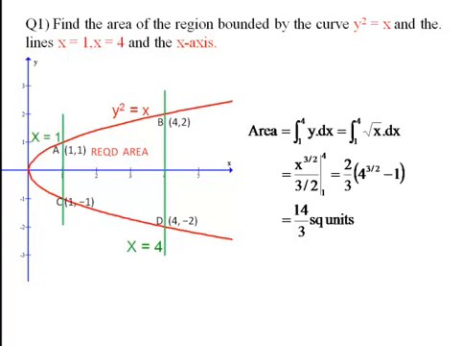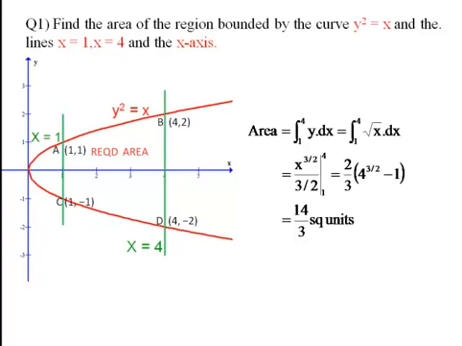We integrate it and place the values over here. We know the integral of root x is x to the power 3 by 2 divided by 3 by 2. We place limits 1 to 4. It is 2 by 3 times 4 raised to the power 3 by 2 minus 1, which gives you 14 by 3 square units.